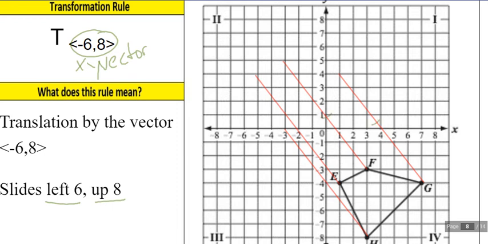You saw me count them out, and that's really how we're confirming it, because if they all count the same, that means they have the same change in y and change in x, which means they do have the same distance and same direction as well.